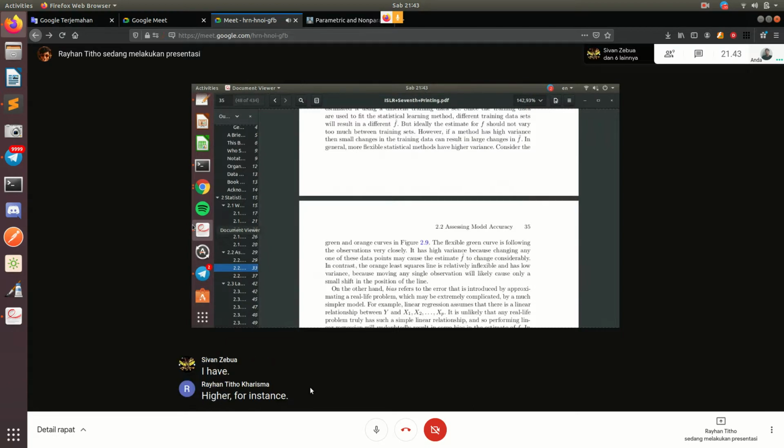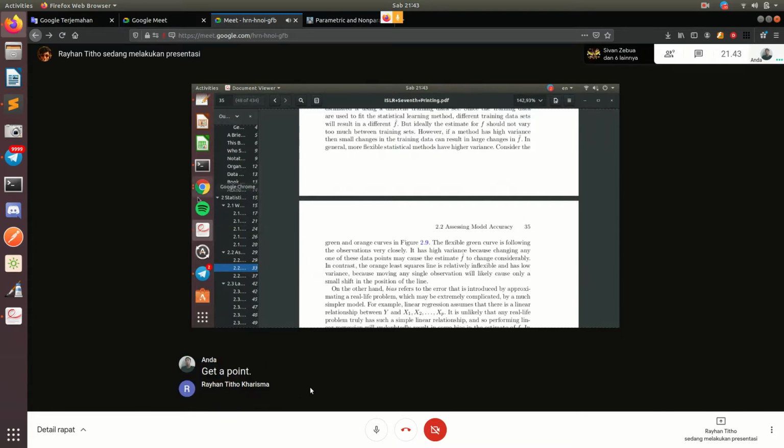So I think higher variance is the problem with the flexible method, right? Because the flexible method has high variance. So to solve that problem, we need to use a lower variance method, an inflexible method. Something like that. I still don't get the point.